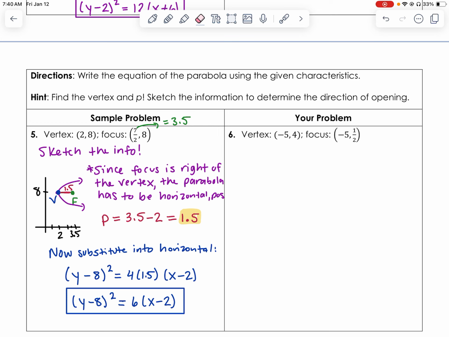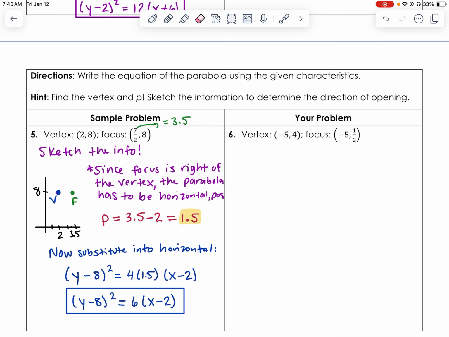So in order to do that, first thing I do is I drew out some grids, kind of take off some of my old information. If I plot these points, this is what this looks like. The vertex at 2, 8, and the focus at 7/2, which is the same as 3.5, so I went between 3 and 4, plotted my focus.